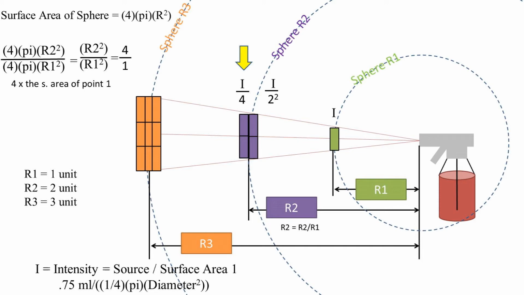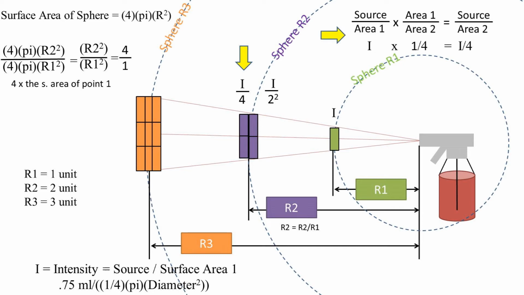The amount of increase in area can be found by taking the surface area of the sphere at point 2 and dividing by the surface area of the sphere at point 1. So at this point, the intensity now is divided by the inverse square of the radius 2. Keep in mind that the radius is relative to the initial radius, so radius 2 divided by radius 1, not the measured radius.